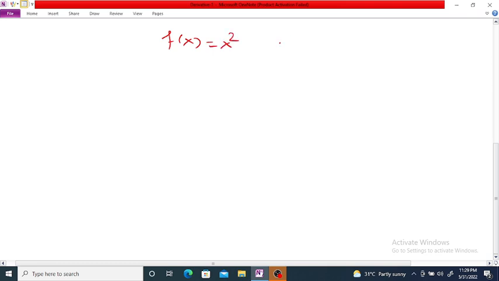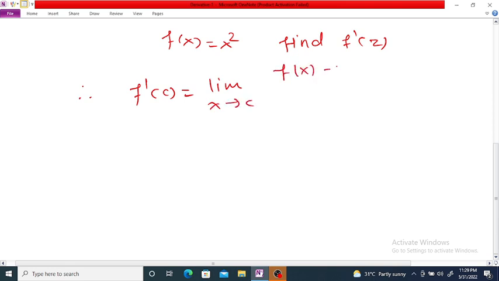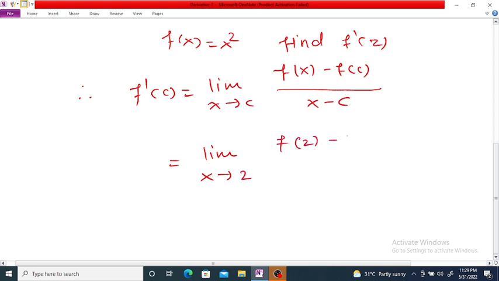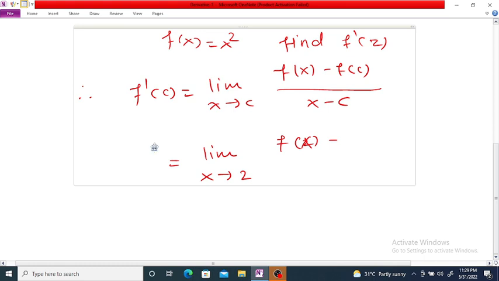For example, suppose f of x is equal to x square. Find f dash 2. Okay, so what is the definition here? f dash c is equal to the limit as x tends to c of (f of x minus f of c) divided by (x minus c). So with c equal to 2, we need f of x minus f of 2, where f of x is equal to x square.